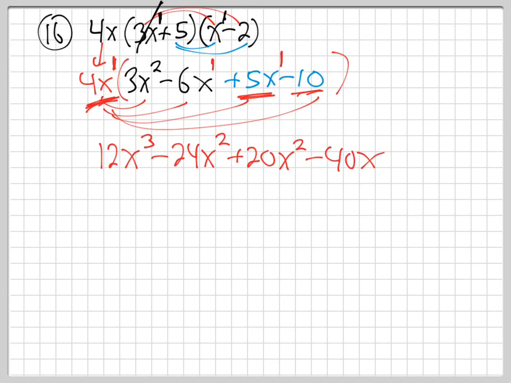We're almost done. Now these two are like terms. All the multiplying's over now. Now we're in the final adding subtracting phase. Those two are like terms, so we can combine those two. Or we could have simplified it back then. So minus 24. If you lose $24 and gain back 20, you're down 4, aren't you?